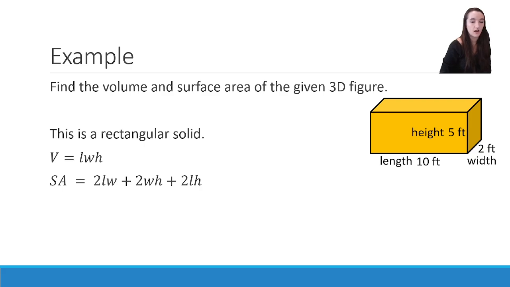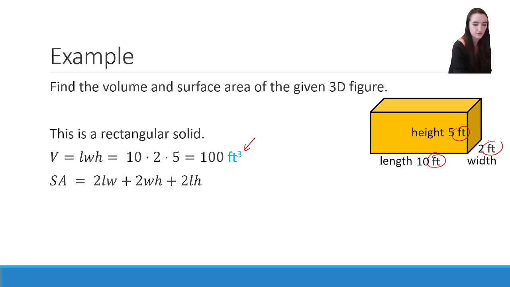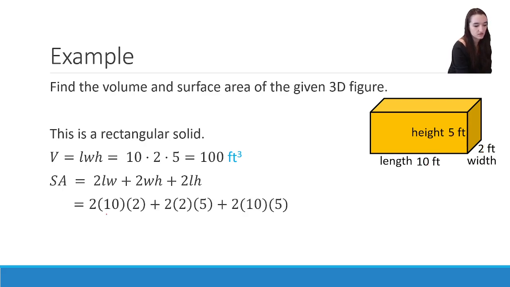So 10 times 2 times 5 is then 100. Now notice 100 feet cubed, because it is feet times feet times feet, or feet cubed. The surface area is then 2 times length width, which is 10 times 2, 2 times 2 times 5, 2 times 10 times 5, and add all that together. 40 plus 20 plus 100, which is 160 square feet.